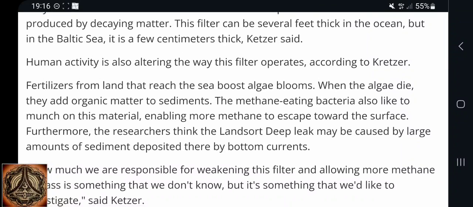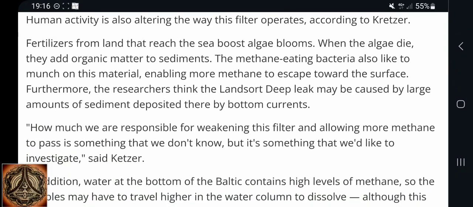Human activity is also altering the way this filter operates, according to Ketzer. Fertilizers from land that reach the sea boost algae blooms. When the algae die, they add organic matter to the sediments. Okay, maybe that's where they think the organic matter is coming from. Dead algae. The methane-eating bacteria also like to munch on this material, enabling more methane to escape toward the surface. Furthermore, the researchers think the Landsort Deep leak may be caused by large amounts of sediment deposited there by bottom currents.